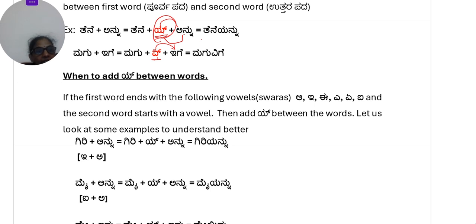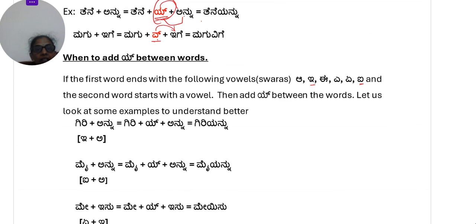So if you take this example, the first one, it's ending with e, right? The first word is ending with e, and the second word is starting with a as a swara. So, Giri plus annu. It is satisfying this rule because the first word is ending with e. So, you will add ya: Giriyannu. Okay. Now, let us look at one more example. Mai plus annu. Mai, it's ending with i. That also is satisfied here. So, you will add ya in between.